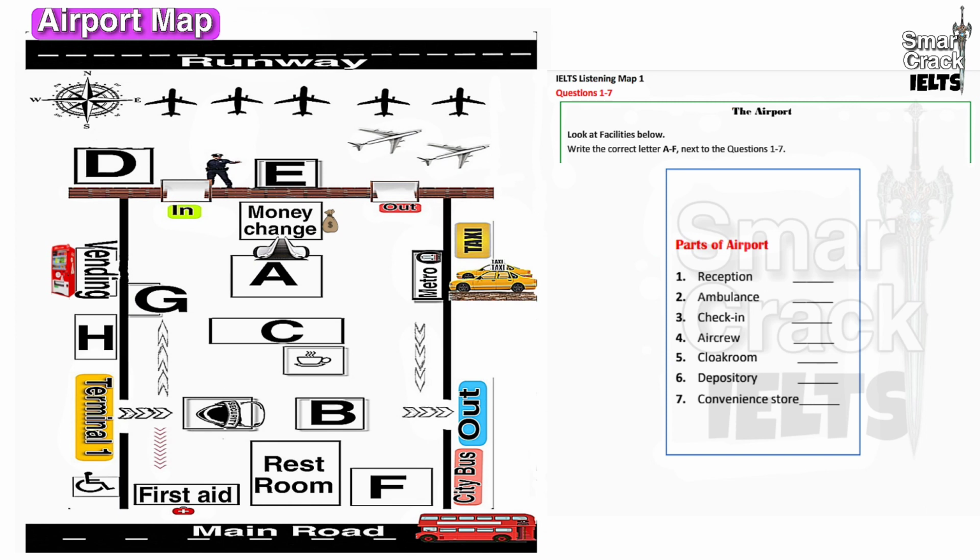Now we will try to label the map once while listening to the audio script of IELTS listening, and then analyze it with the written listening script. For now, have a look at questions 1 to 7. Listen to a guide's speech explaining an airport's different sections. Choose the correct letter A to H for questions 1 to 7.